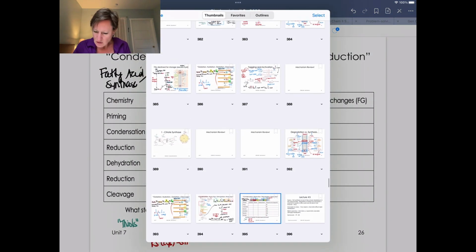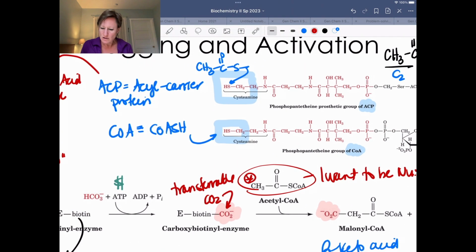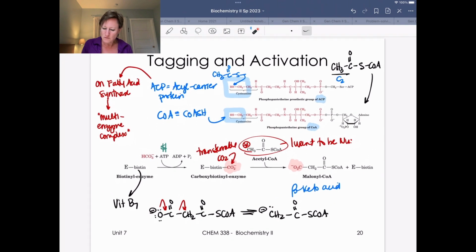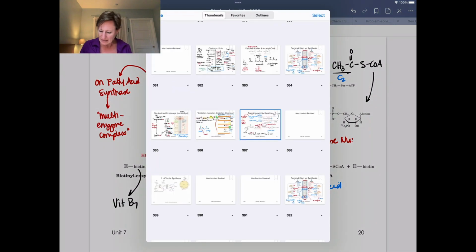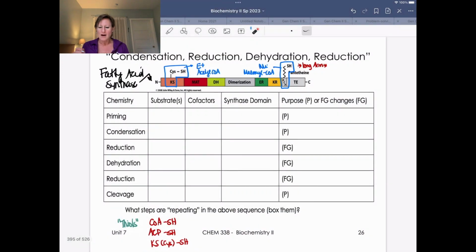Let me just zip back here for a quick second in case you hadn't watched this video yet. When we talked about our tagging and activation step, here you can again see the structures. So this is not a thiol group that we have as part of a specific cysteine residue in a protein, but acyl carrier protein and CoA have these cysteamine ending groups, and that's how we have that thiol. If this is not familiar, make sure to go back and watch that tagging and activation video.